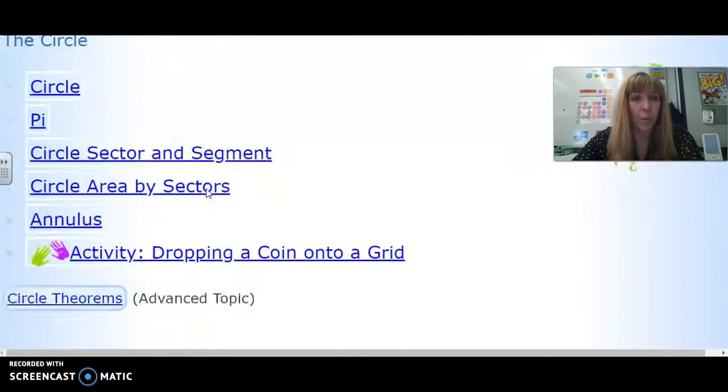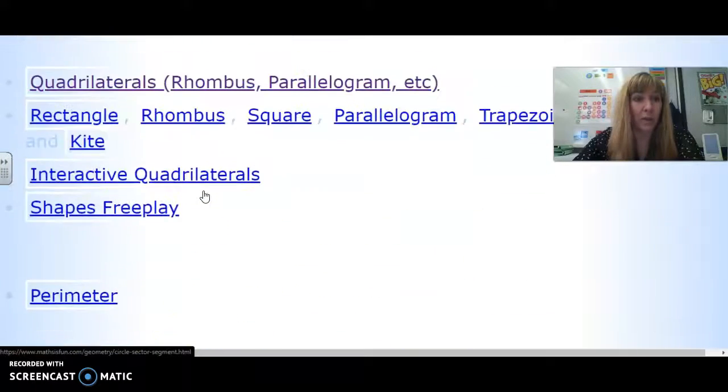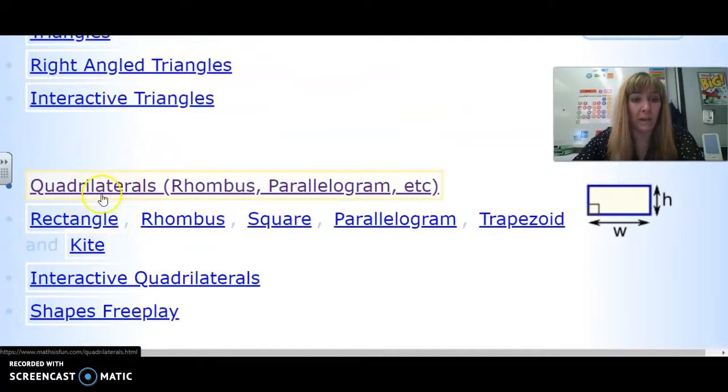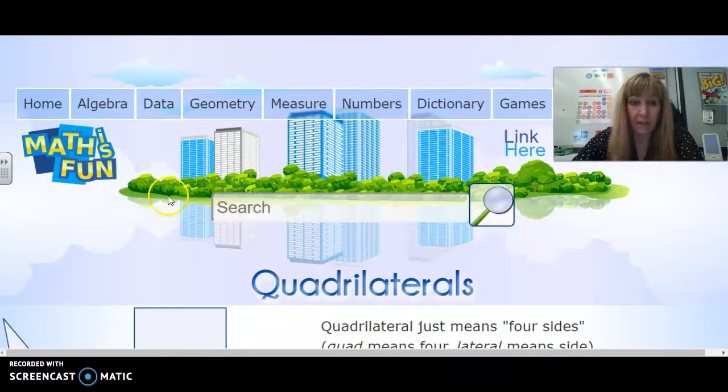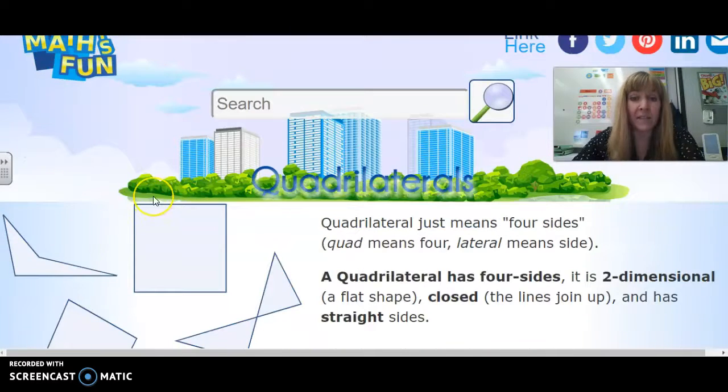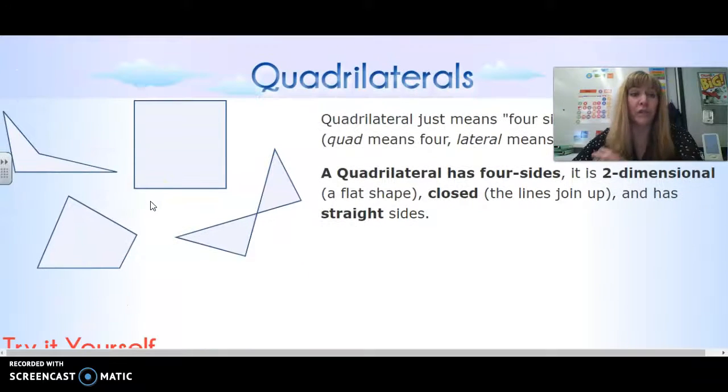I'm going to go back up to the quadrilaterals because that's what we're talking about now. So we're going to go to that page. That's the second website that I gave you. And it gives us a really good overview about what is a quadrilateral. Don't look at this weird one here. This is a complicated one. But all of these are quadrilaterals that you should know the name of by now.